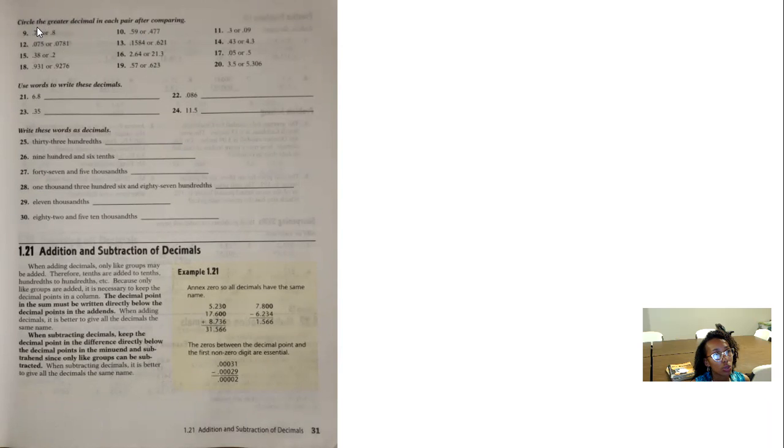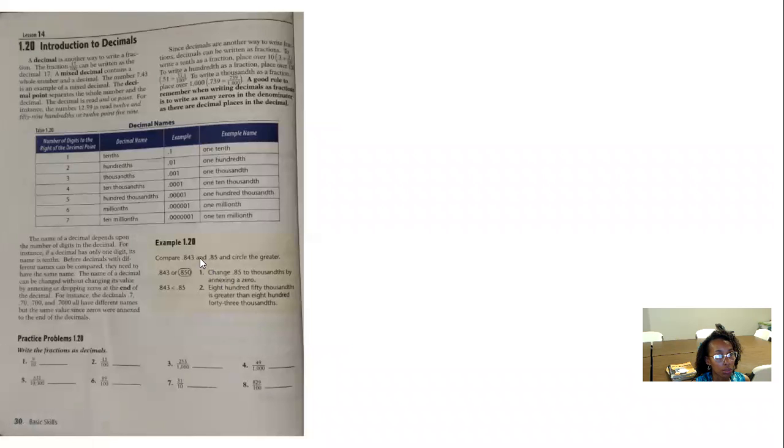So they're asking us to circle the greater decimal in each pair after comparing. In order for us to compare decimals, and I think they had a little something about that on the last page, we need to have the same number of places behind the decimal. So that's where they annex an extra 0. So 3 places were behind this decimal. This one only had 2 places behind it. So they added an extra 0 to make it even.